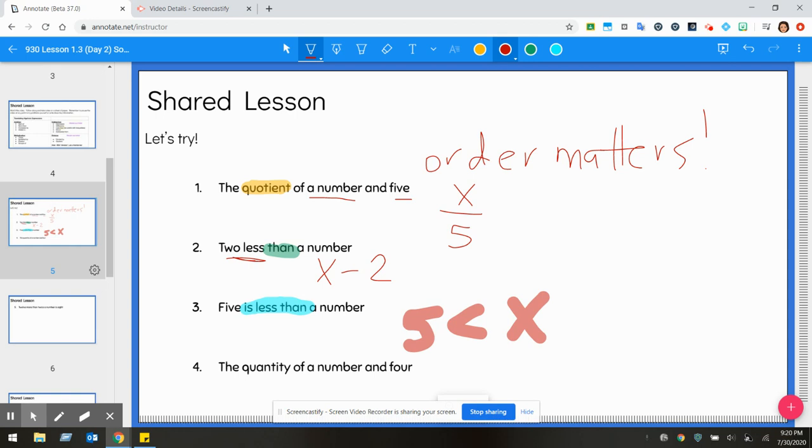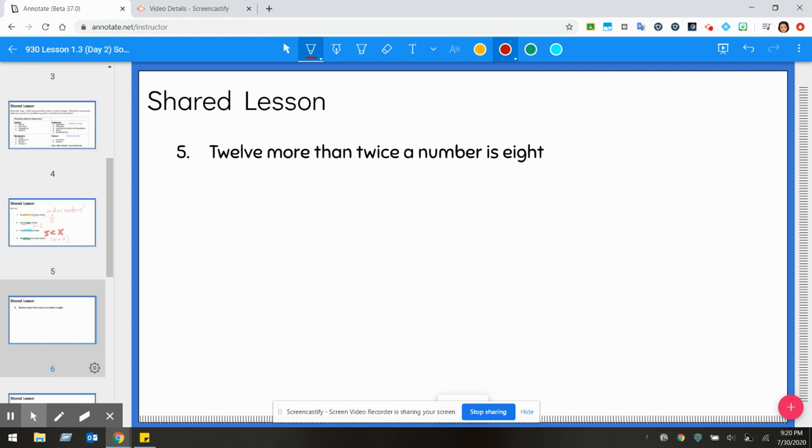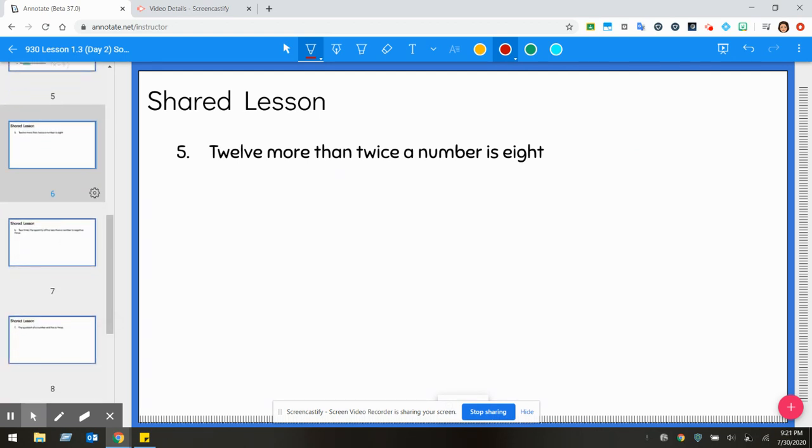Last one for number 4, the quantity of a number and 4. When you see that word quantity in algebra, a lot of times it indicates parentheses. So the quantity of a number and 4, I'm going to write as parentheses x plus 4 to show that quantity together. Okay. All right, let's go ahead and dive into our first equation.